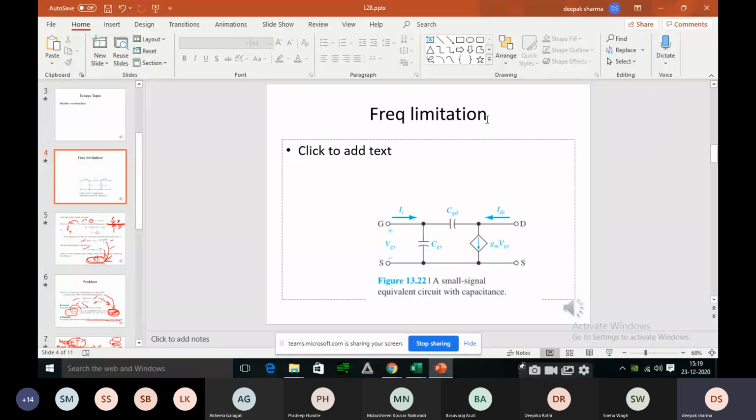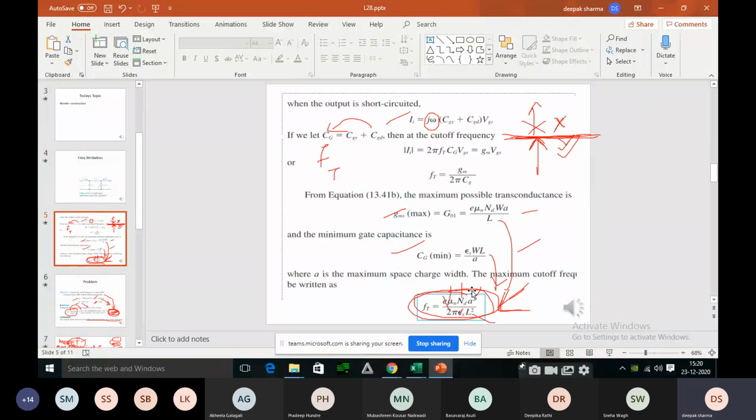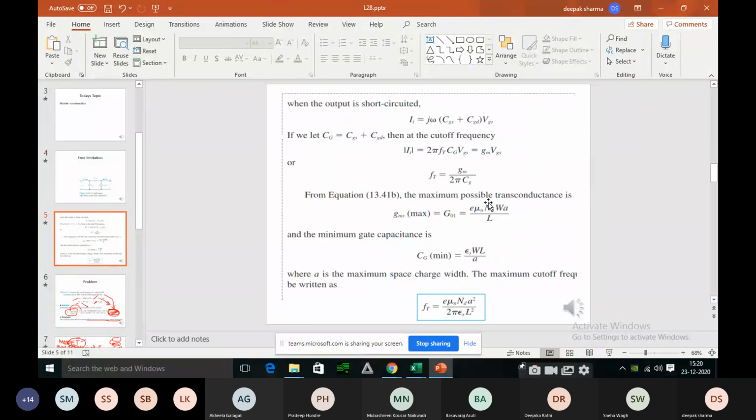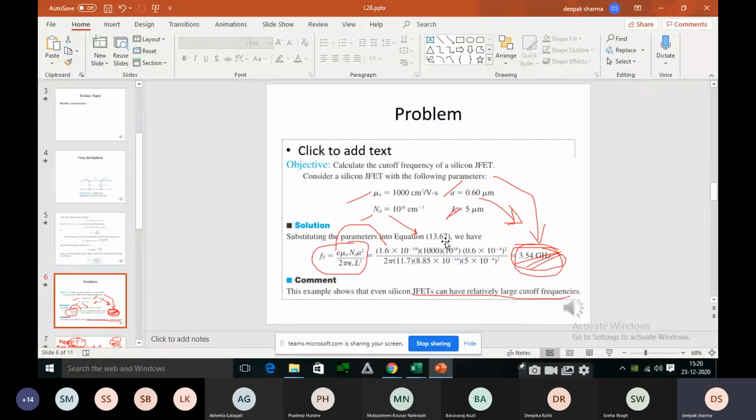So the two factors which affect the frequency limitation are, you have to underline these two points: the channel transit time, and the second one is the capacitance charging time, right? And then we have the maximum frequency derivation. You can simply remember the final formula. The maximum cutoff frequency can be written as ft equals q into mu n nd a square divided by 2 pi epsilon s L square, right? And depending on that, we may have one problem in the exam.